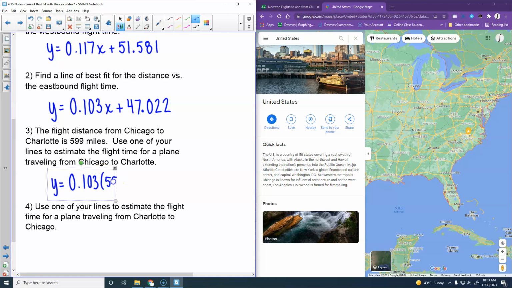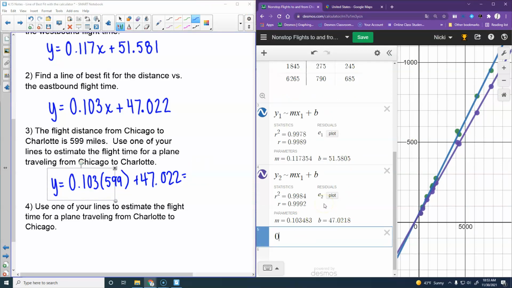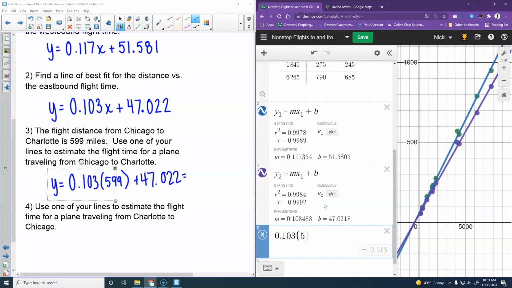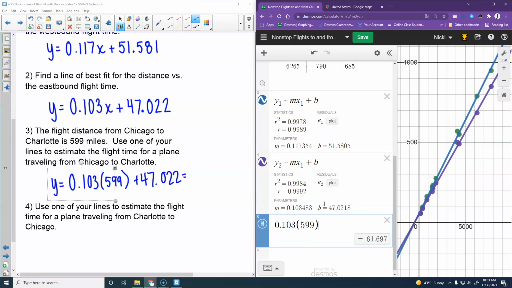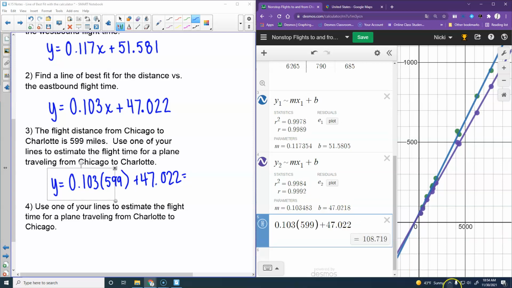All right, so we're going to do y equals 0.103 times 599 plus 47.022. And we can use our calculator for this. In Desmos, when you type something like this in, you just type it in, and it'll give you the answer. All right, and I get 108.719. I'm sorry, 719. I said 8.